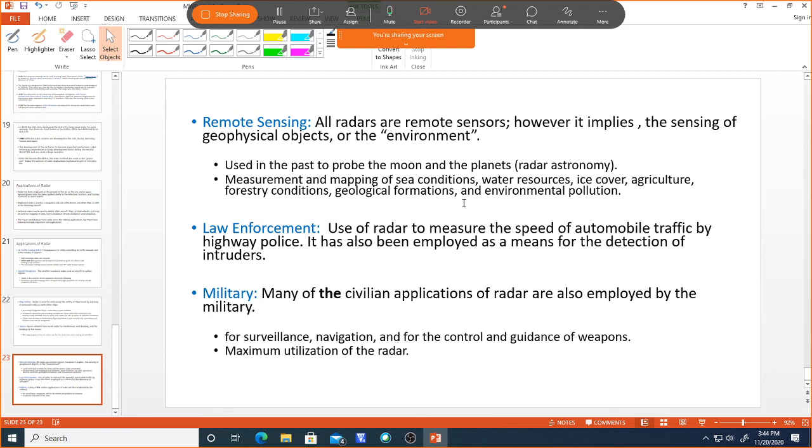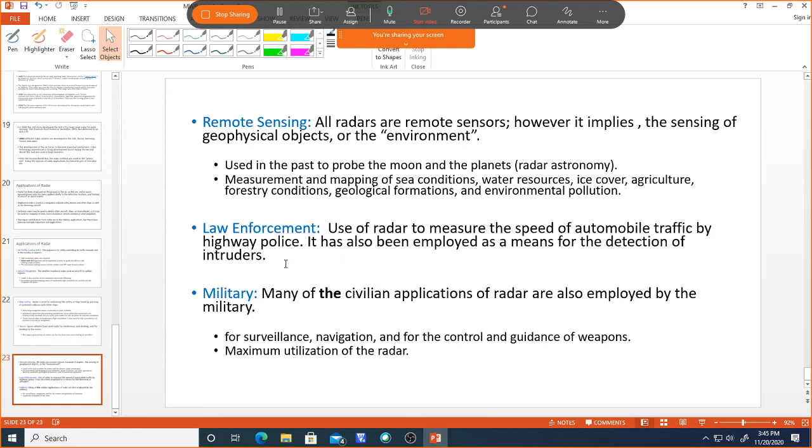Also in law enforcement, these radars are used to measure the speed of traffic, that is, automobile traffic on highways, so we can detect the speed of the vehicles. Intruder detection systems can also use these radars.